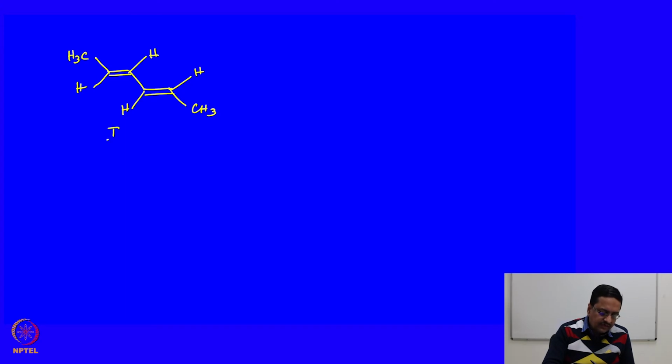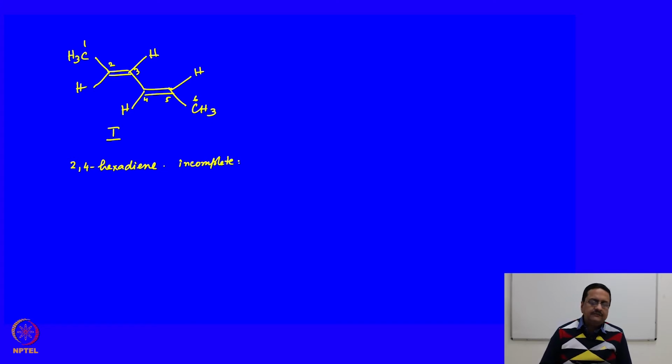We have one isomer of 1, 2, 3, 4, 5, 6. So, this is 2,4-hexadiene, but this name is incomplete. Why? Because we have not mentioned the stereochemistry of the double bonds between 2 and 3 and 4 and 5 in terms of E and Z.